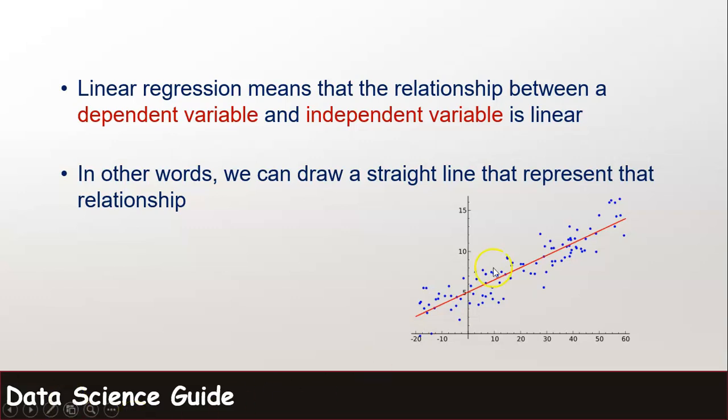So if you look at this line, it is a straight line that shows the relationship between the independent variables and the dependent variable. Let's say that one of the independent variables is here on the x-axis and the dependent variable here on the y-axis. When we locate the data points here, we can find that the relationship is linear. So we can draw a line that shows that relationship. So that's why we call this a linear regression.